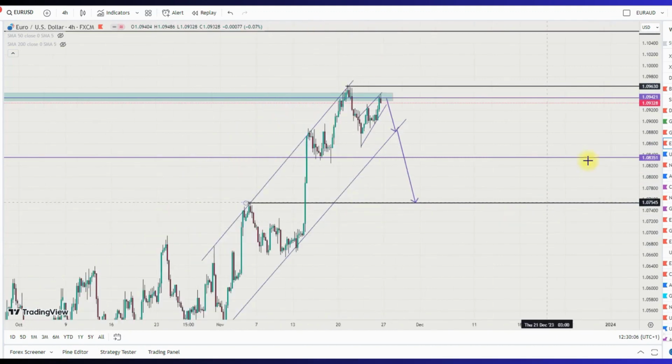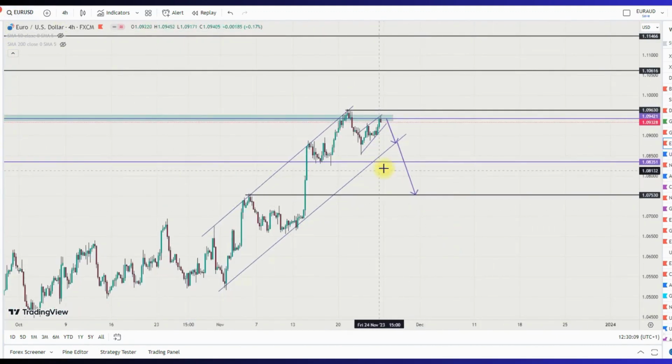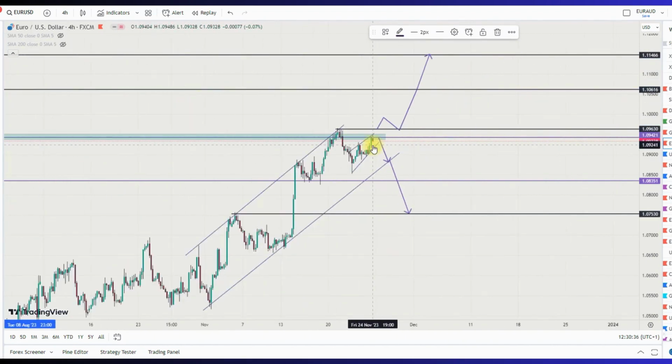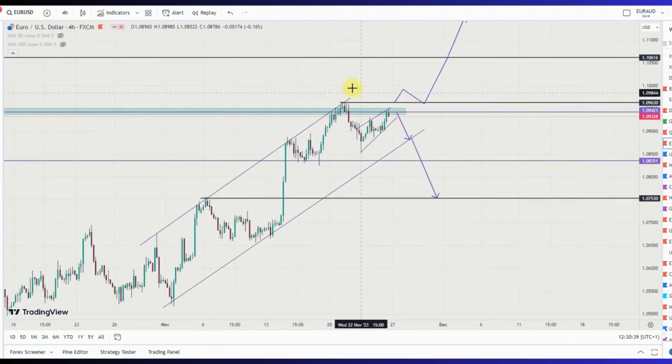So that is what I'm looking at on the Euro USD, for price to reject at this particular area, and then we'll take our first profit at 1.08351 or 1.07530. And then if price breaks above this price, I'll be looking for a buy setup to here and then here. Those levels are very important for you to watch how price reacts to them before you actually sell or buy anything.